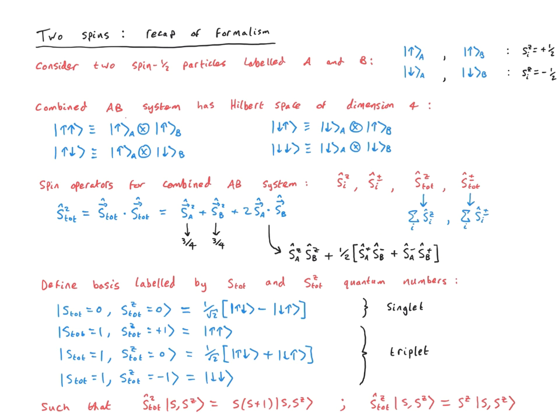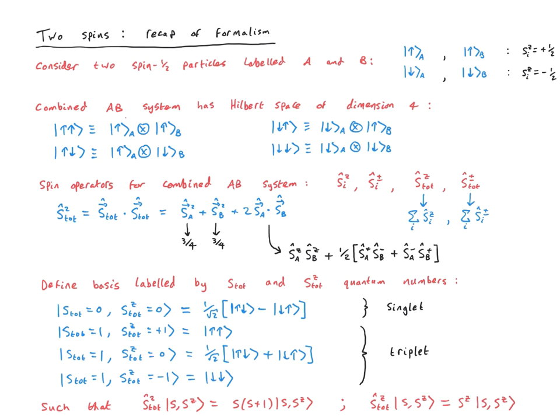Now, we can apply these operators to our basis states, and we would find that although these basis states have a definite value of Sz total, meaning that these basis states here are actually eigenstates of the total Sz operator with an eigenvalue of the total Sz, they are not eigenstates of the total spin. If I apply S total squared to these basis states, I would find that, in particular, the up-down and down-up states are not eigenstates of this operator.